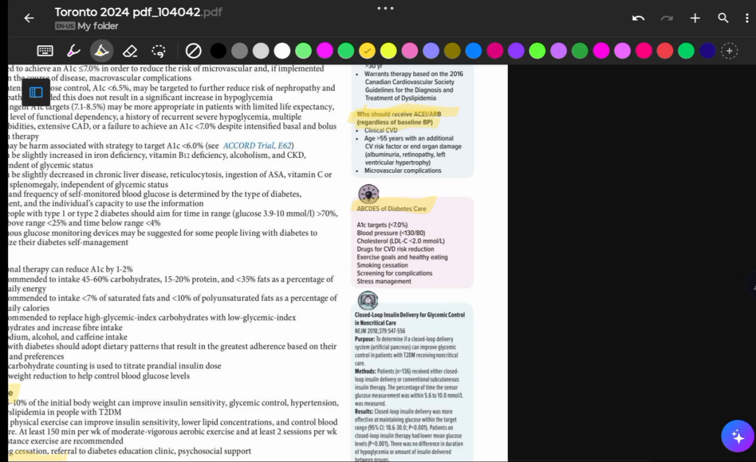Whenever you are seeing a patient, you use those mnemonics. I need to make sure that I target my A1C, and that the blood glucose is controlled. What are the drugs that I can give this patient to reduce the risk of cardiovascular disease, like ACE inhibitors? I need to make sure this patient exercises, eats healthy, has a good lifestyle, stops smoking, is screened for micro and macrovascular complications, and gets stress management. All right.